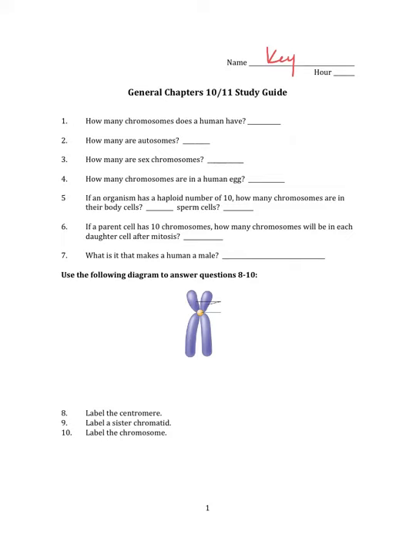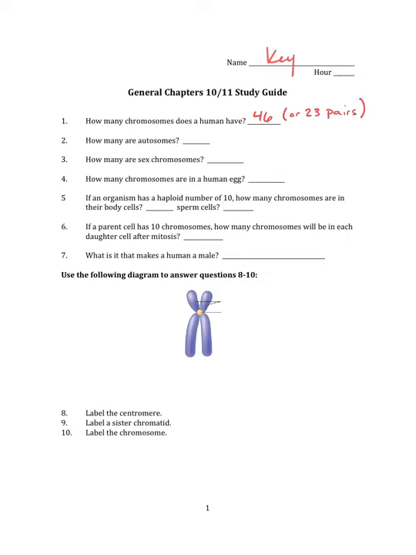Today we're going to go over the study guide for chapter 10, and it's about mitosis and meiosis. So the first question says, how many chromosomes does a human have? And humans have 46 chromosomes. Or you can say that humans have 23 pairs of chromosomes in their somatic cells.